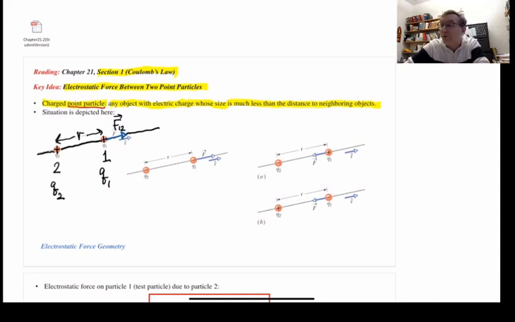Okay, force on 1 due to 2, force on 2 due to 1. Equal magnitudes, opposite directions. So if I draw the force on 2 due to 1, I will draw an arrow anchored on 2, and since they're like charges, it's repulsive, so it will point away from 1. So it will be over there like that. And we would label it F21. F12, F21. Equal magnitudes, opposite directions.